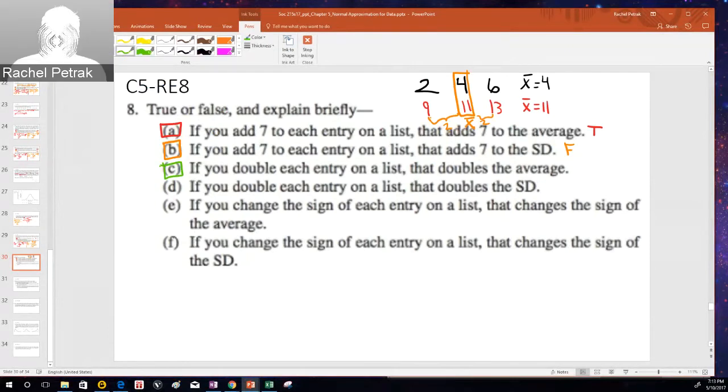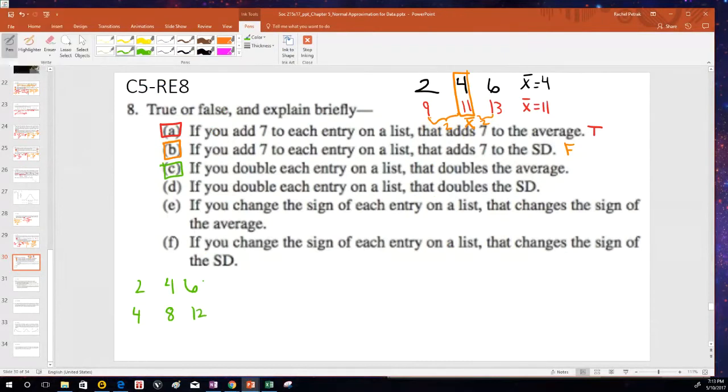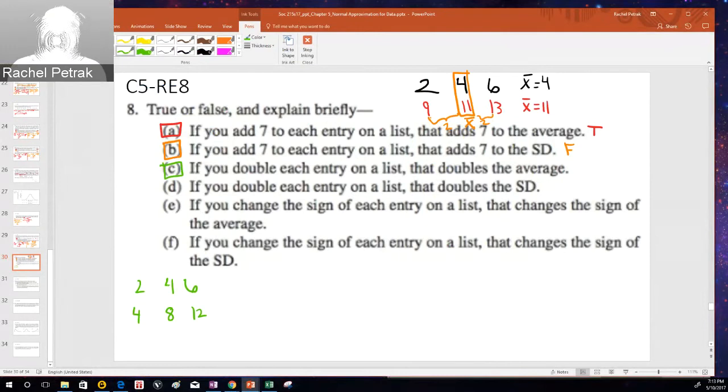If you double each entry on a list, that doubles the average. Well, let's continue our list. So if we double these, I don't know that we need to do the math for this because it's the same thing as if we added 7. Or I guess it's not quite the same. Let's just work it out. Our list is 2, 4, and 6, and we're going to double each, so they become 4, 8, and 12. And our average is 8 instead of 4. So everybody see that? So that doubles the average. That's true.